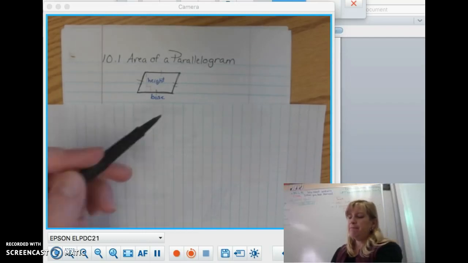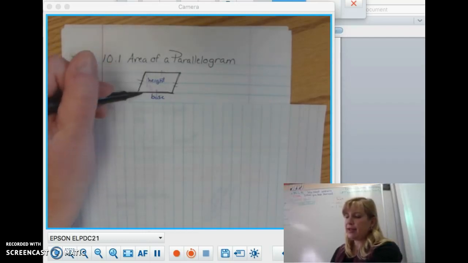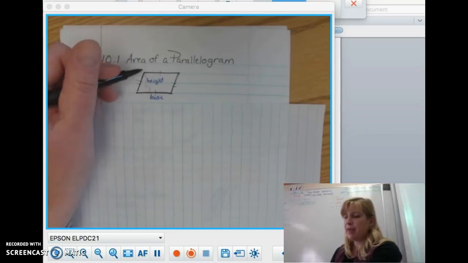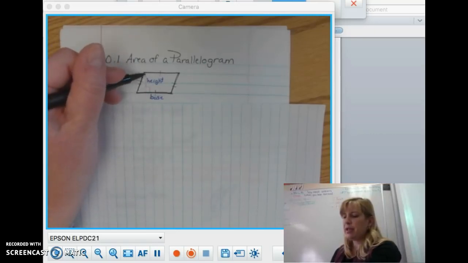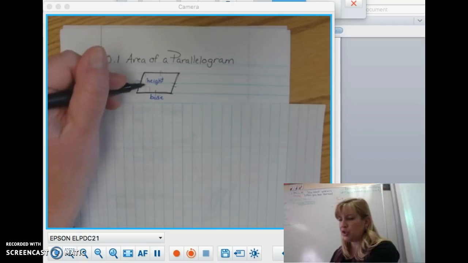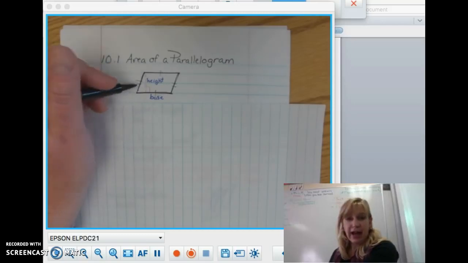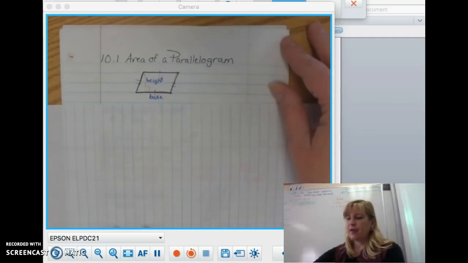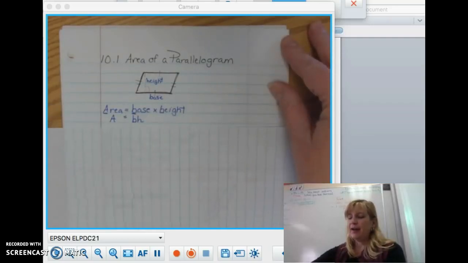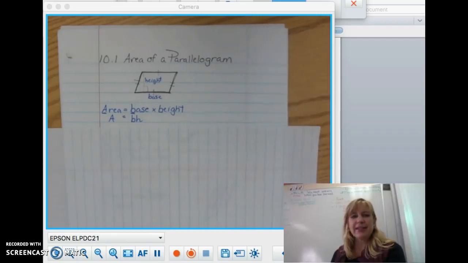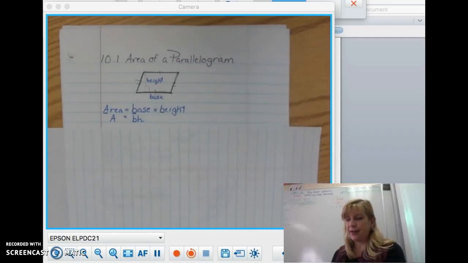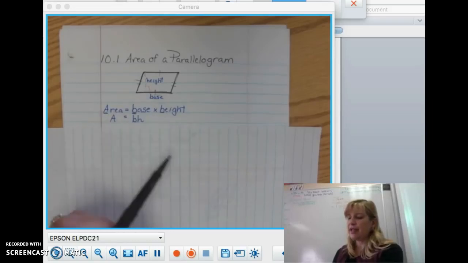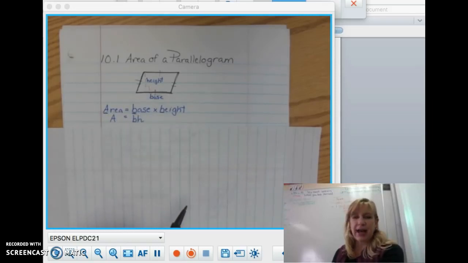So the base of it is considered that line across the bottom. And then the height would be from the tip of this corner straight down perpendicular. Not this one that's at the slant, but straight down. That is called the height. Okay, so knowing that, many students are not as surprised to realize it has the same formula as a rectangle. The area of this equals the base times the height.